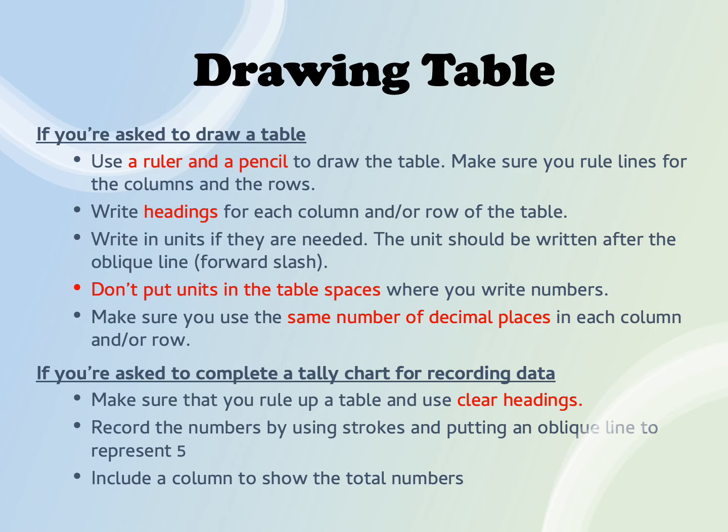For table drawing questions, usually 3 to 4 marks will be given. 1 mark is given if you draw the table by using pencil and ruler. 1 mark will be given if you give the correct heading together with the units. 1 or 2 marks will be given if you write down the numbers in the table space clearly and correctly.